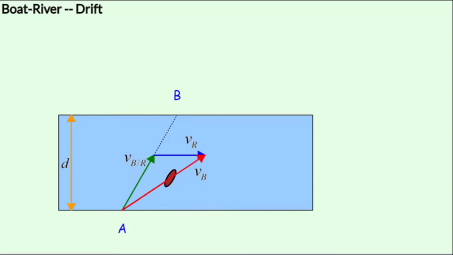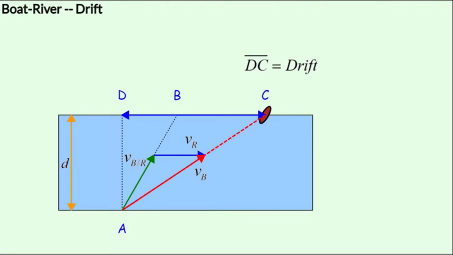We have computed the time it would take to cross the river. In this lesson, we will use that time in order to compute the drift d_c. The drift is the displacement of the boat in the x direction, which is the distance d_c in this case.